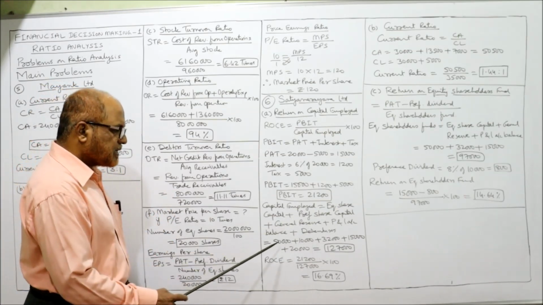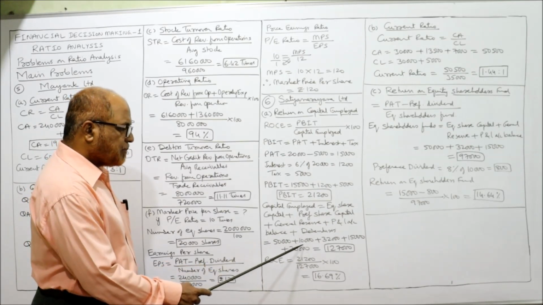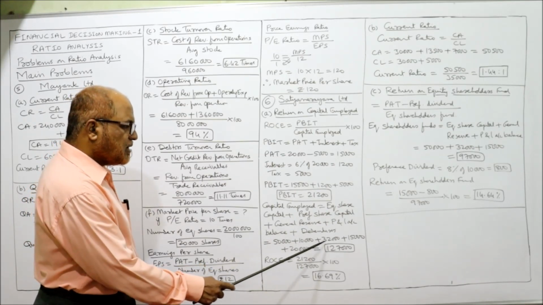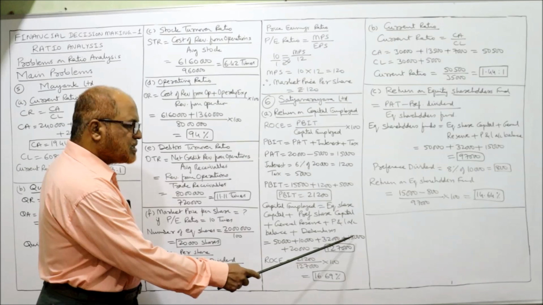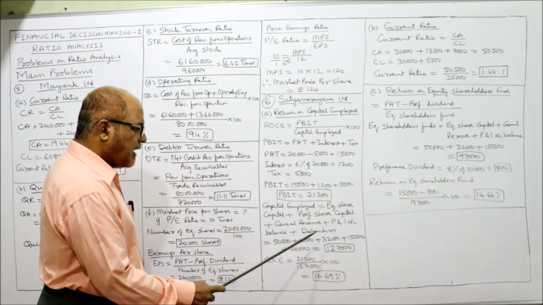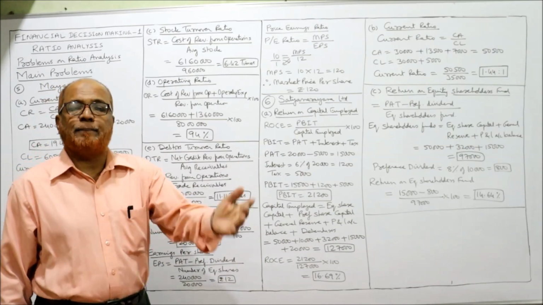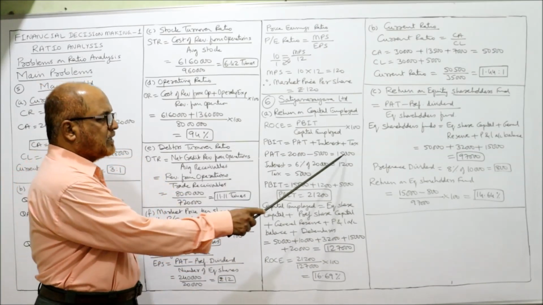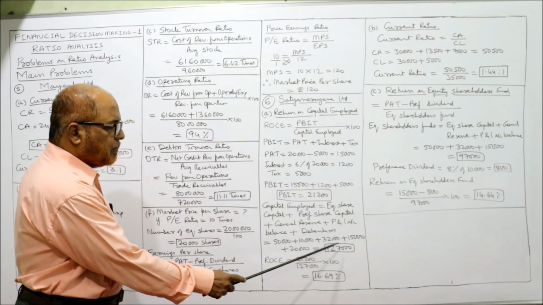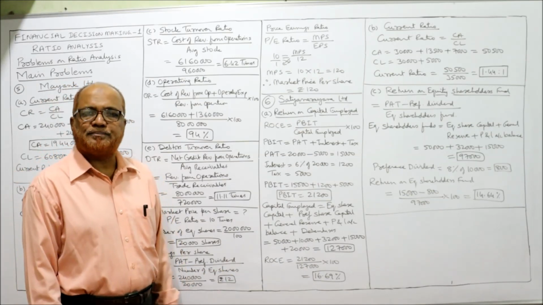So equity share capital is 50,000, preference capital 10,000, general reserve 32,000, profit and loss account balance 15,000 and debentures are 20,000. Profit and loss account means PAT, profit after tax, 15,000. Now total capital employed is 1,27,000.